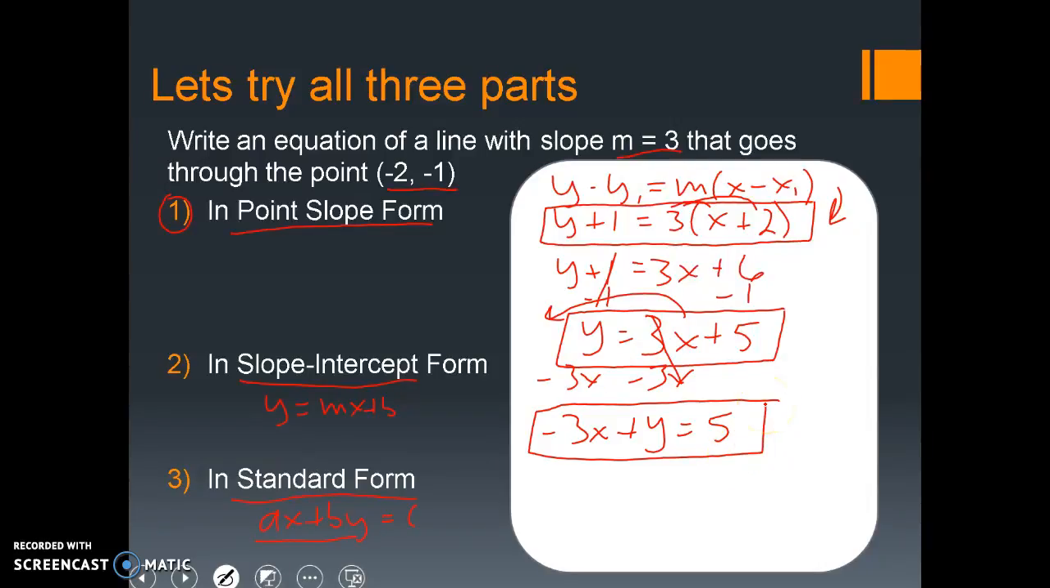Now remember, if you put something in standard form and there's a fraction, you're going to have to get rid of that fraction by multiplying by the least common denominator. So in this case, we don't have a fraction, so my final answer would look like this. And that is how you would write that equation in standard form. So essentially, the last 5 questions, you're going to have 3 forms: point-slope form, slope-intercept form, and then standard form. And that's what we're going to be doing on our homework.